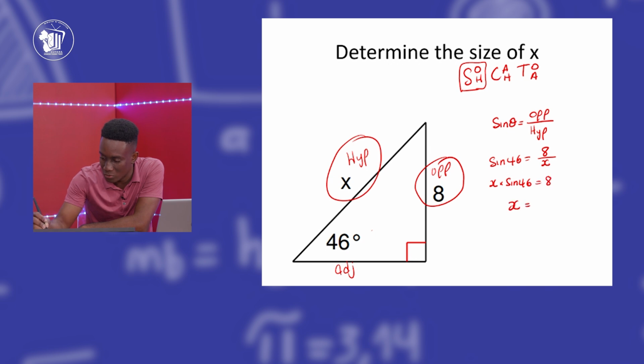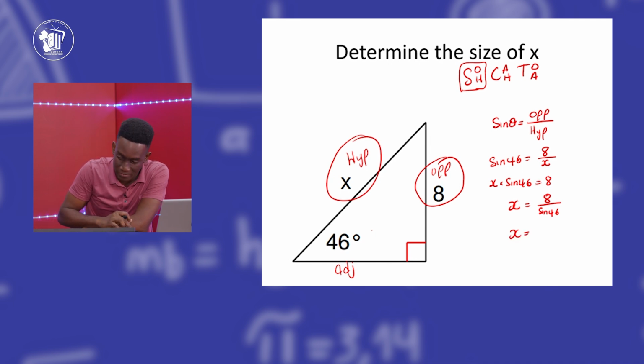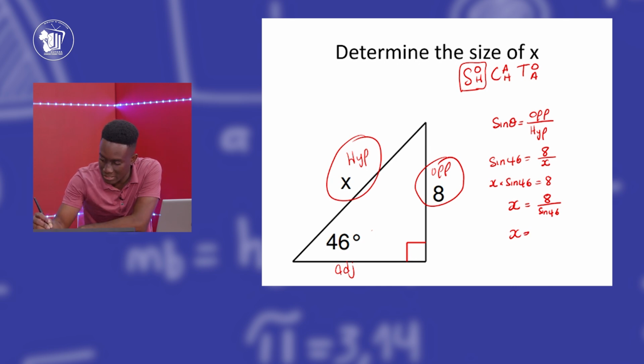x will be equal to 8 divided by sine 46, because the sine 46 is multiplying, and when we take it over, we'll divide. So x will be equal to 8 divided by sine 46. That would simply give us approximately 11.1. x is equal to approximately 11.1, and x is the longest side in this case.